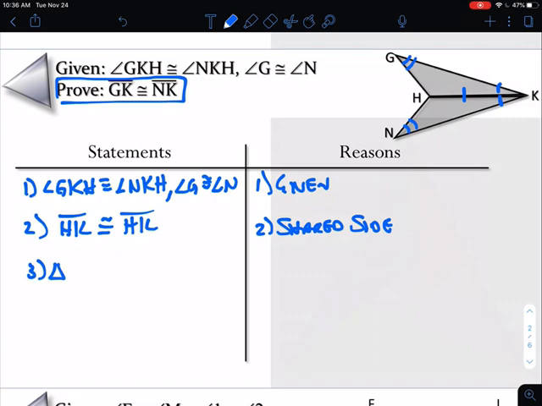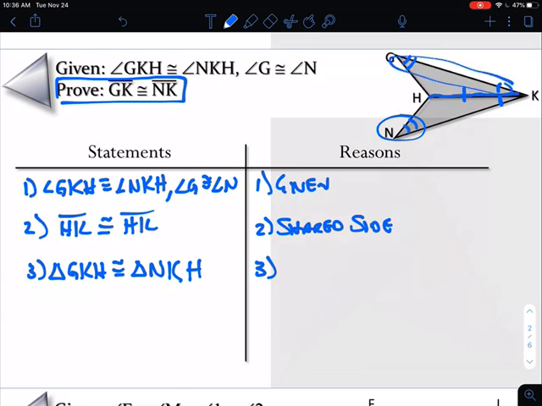Now again, when I make this statement, I have to match up corresponding parts. So I'm going to call that top triangle GKH. And then when I go to name my second triangle, I have to match up corresponding parts. So G matched up with N, so I start with N. K matched up with K, so I go to K, and then H is going to go with H. So I've got my two triangles congruent, and now I have to figure out why. We said we had two angles and one side. Now notice, when I highlight the side in question, it does not touch both angles in the triangle.